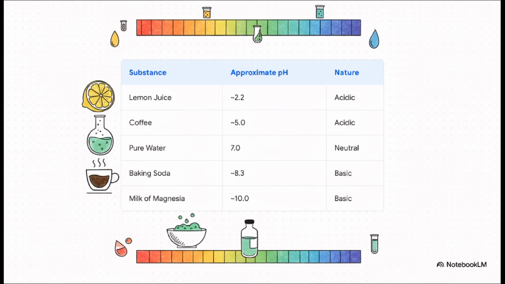Let's put this into context with stuff you see every day. Lemon juice, super acidic, down around a pH of 2.2. Your morning coffee is acidic too, just not quite as much. And on the other end, you've got common bases like baking soda and milk of magnesia. So you see, this scale isn't some abstract thing. It's in your kitchen right now.